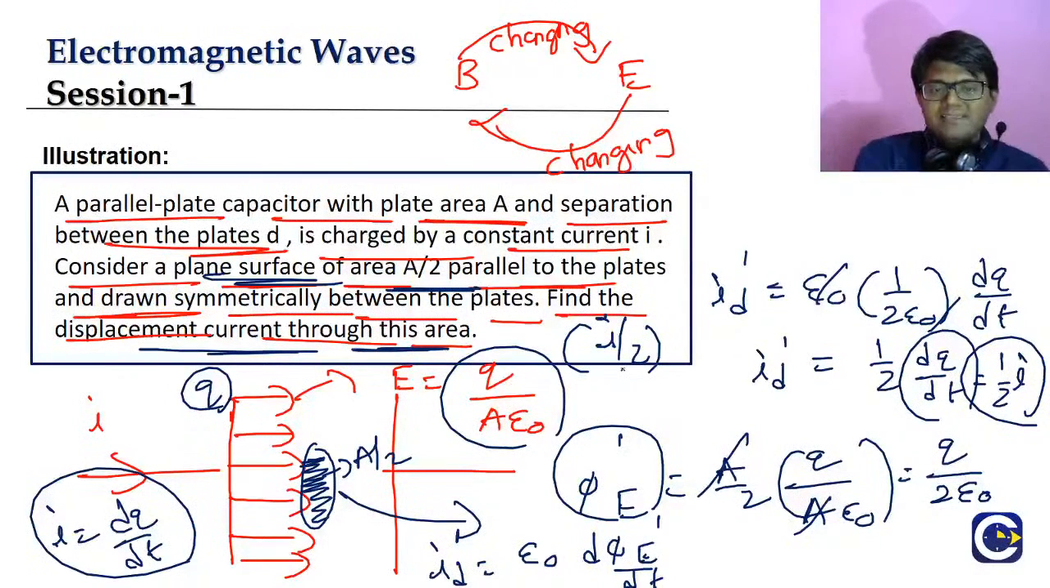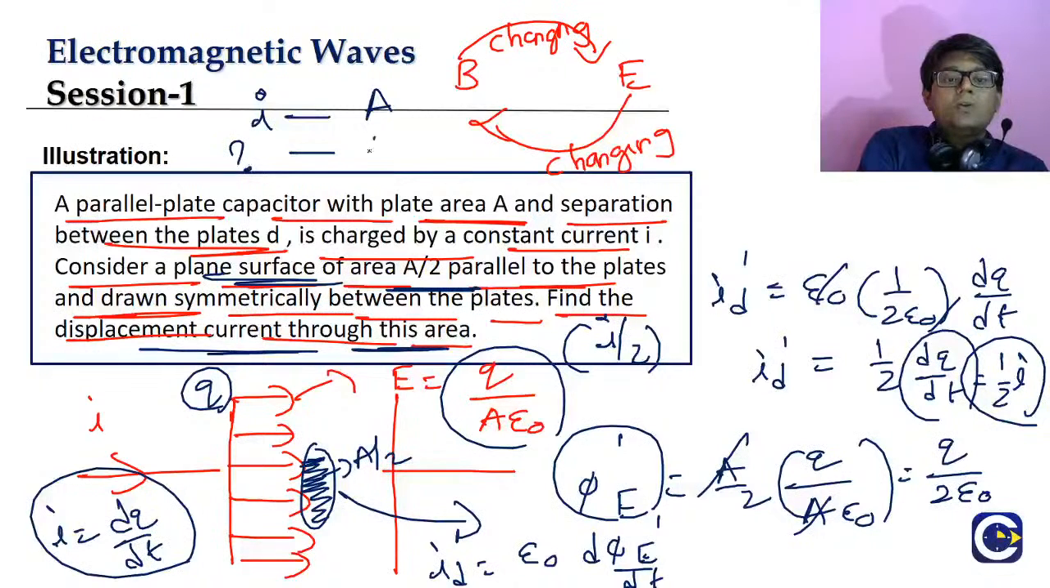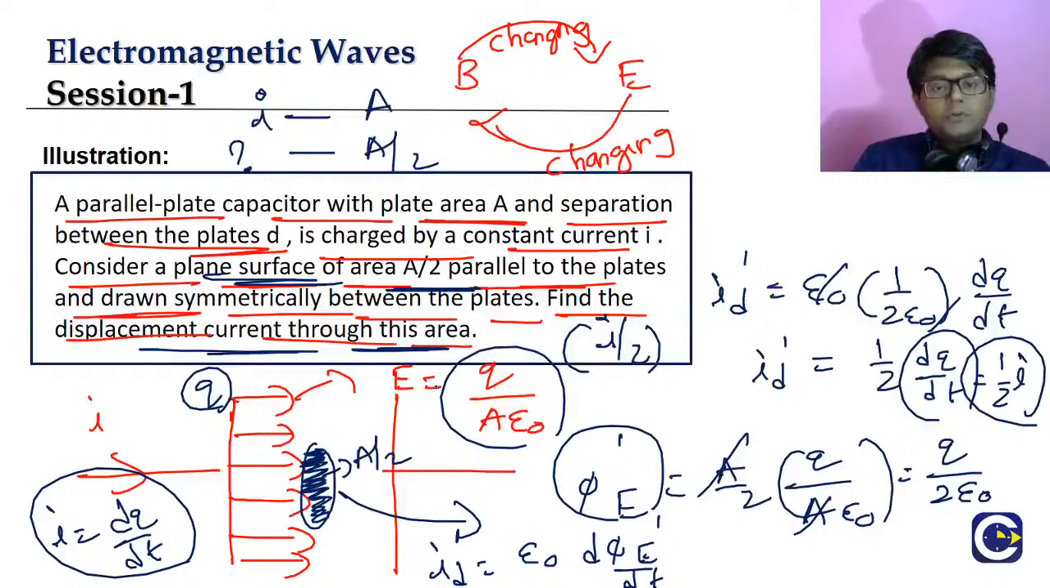So what we can see in simple terms is that displacement current is proportional to area. The total displacement current through the entire plate area will be equal to the conduction current. This is going through area A. How much displacement current will go through area A by 2? Because the area we considered is A by 2, it is going to be a proportion relation.